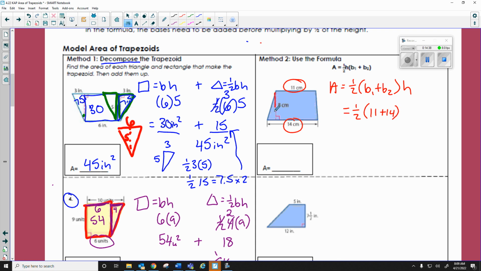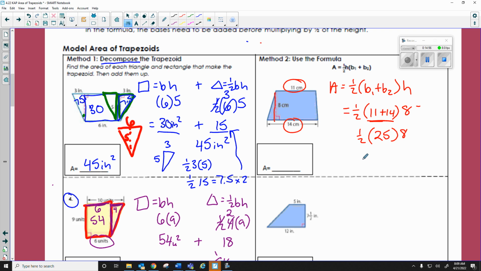My height needs to be perpendicular right here with 8. Again, a key thing with the trapezoid formula is you must do order of operations. You have to add first. 11 plus 14, that's going to give me 25 times 8.